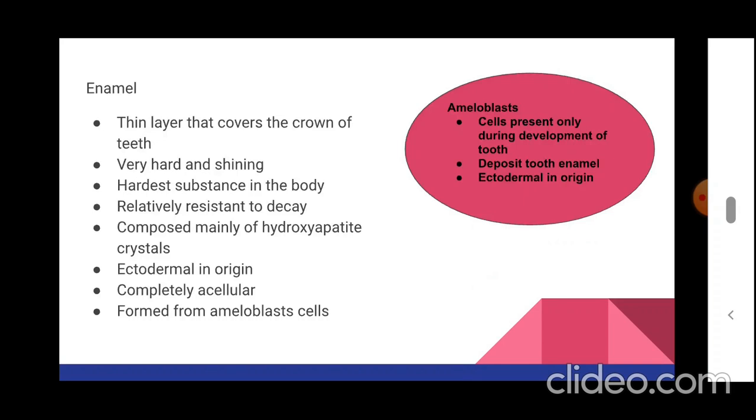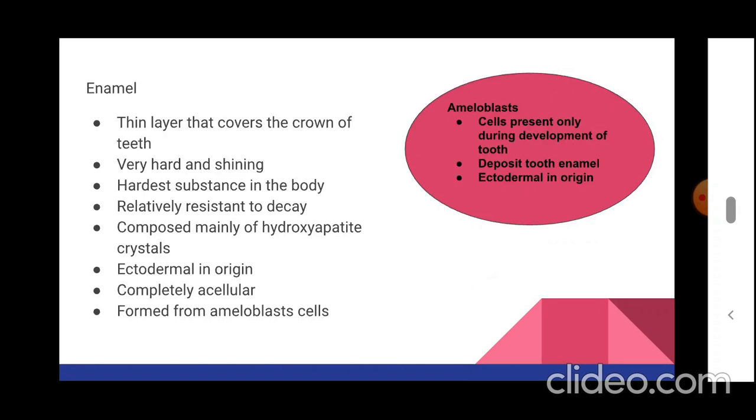Then about the enamel. Enamel is a thin layer that covers the crown of the teeth. Inside is the dentin. It is very hard and a shining layer. It is the hardest substance in the body. It is relatively resistant to decay. And the composition, it is mainly composed of hydroxyapatite crystals. This enamel is ectodermal in origin and it is completely acellular. There are no cells. It is made up mainly of hydroxyapatite crystals.